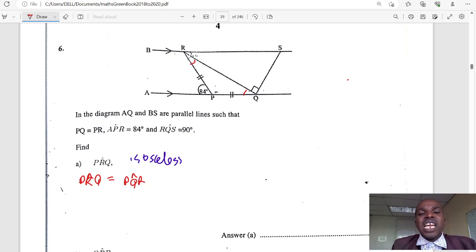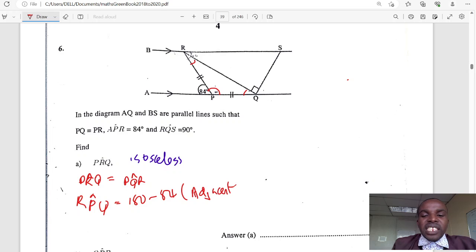Then we have adjacent angles on a straight line. This angle is 84 degrees. That's angle RPQ is equal to 180 minus 84. Reason: these are adjacent angles on a straight line. They are supplementary, which means they add up to 180 degrees. So 180 minus 84, what do we get? You get 96. So this angle is supposed to be 96.